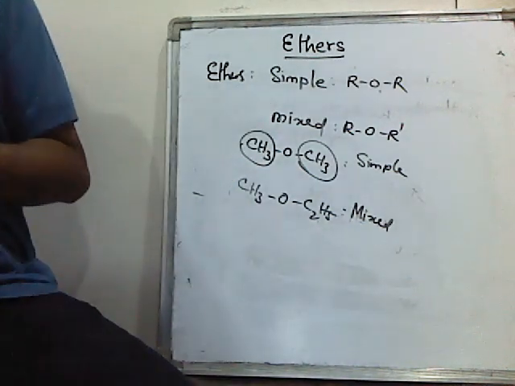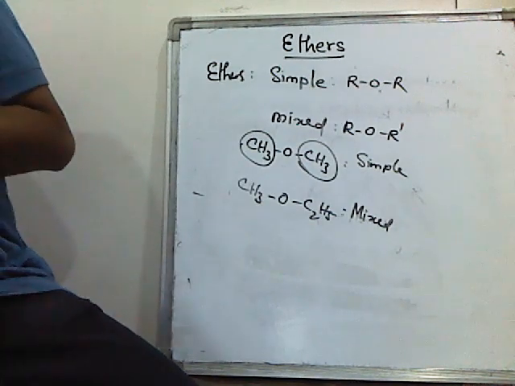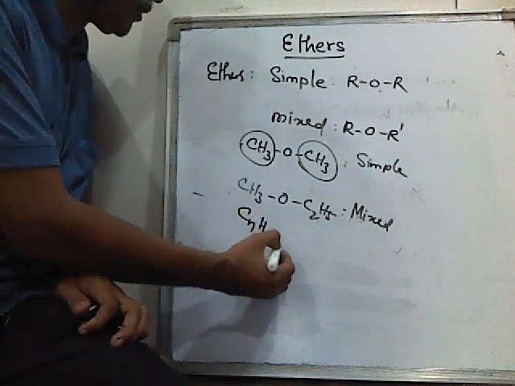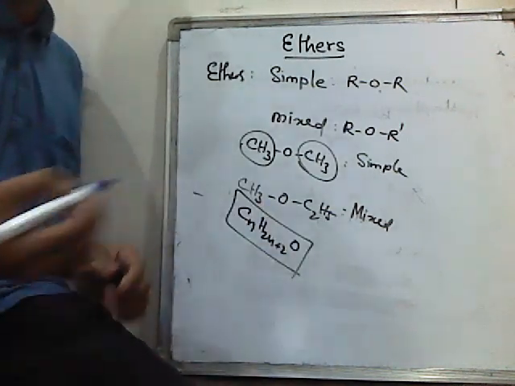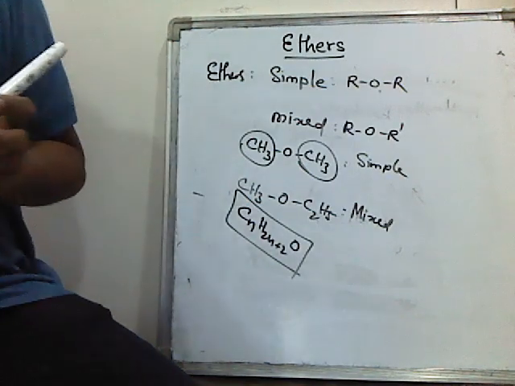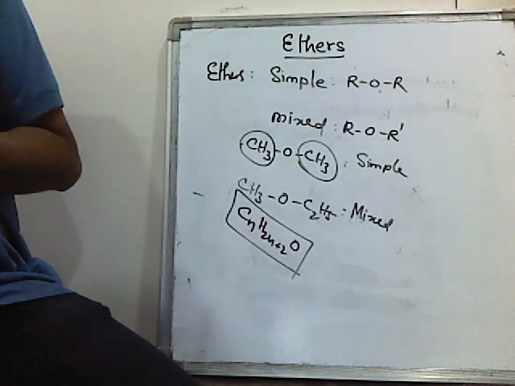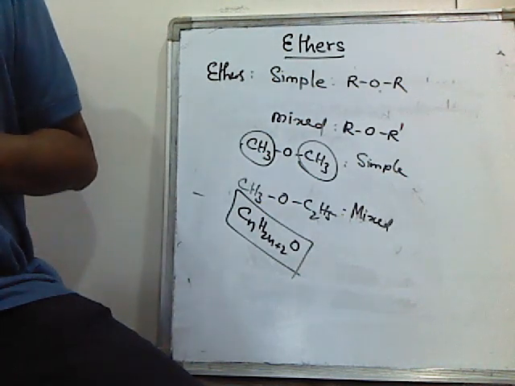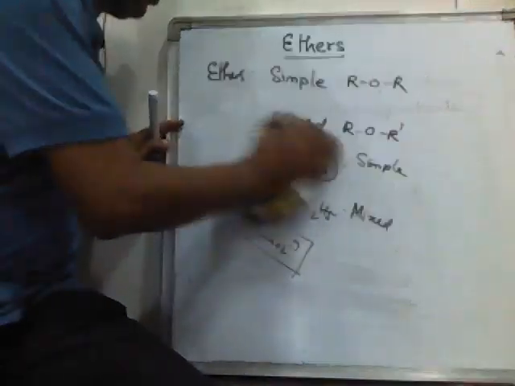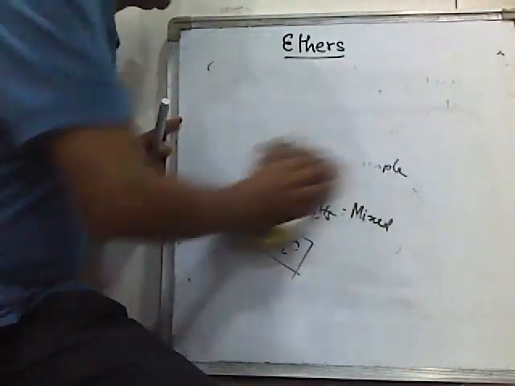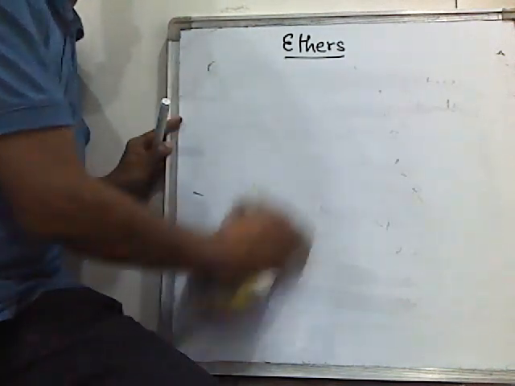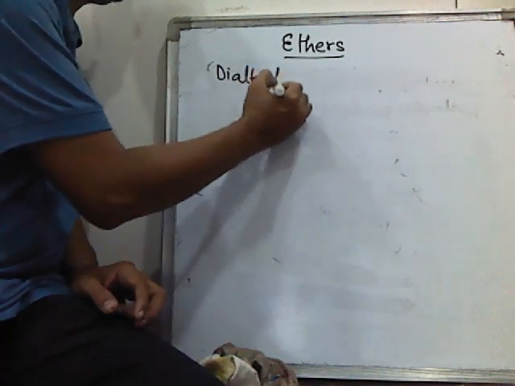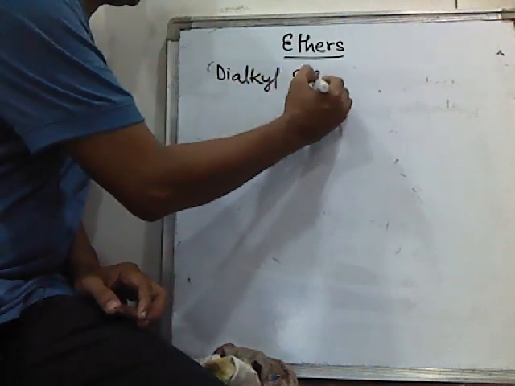And ethers have the general molecular formula CnH2n+2O. Now, how to name the ethers? In the common system, ethers are named as dialkyl ethers.